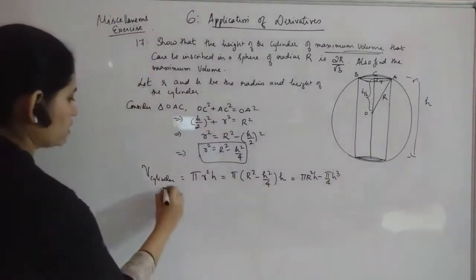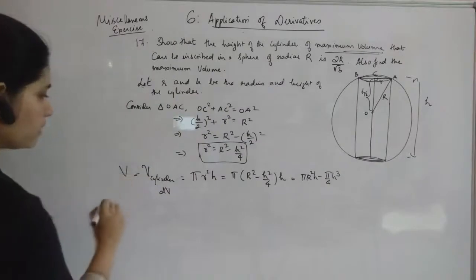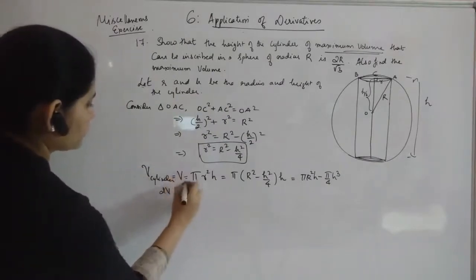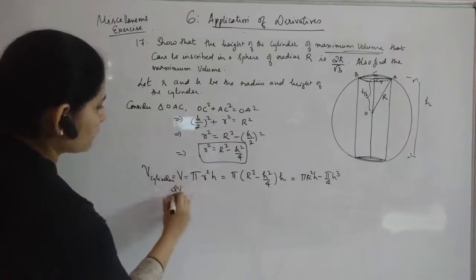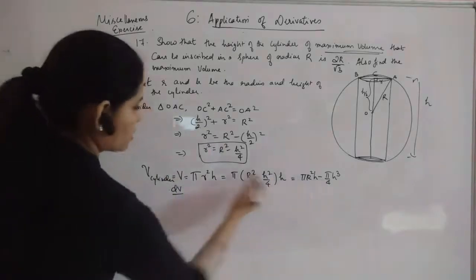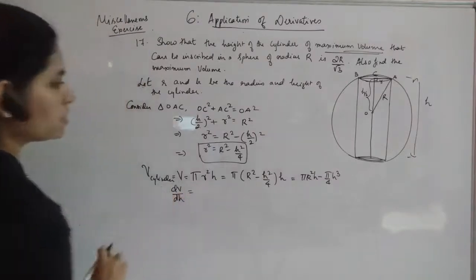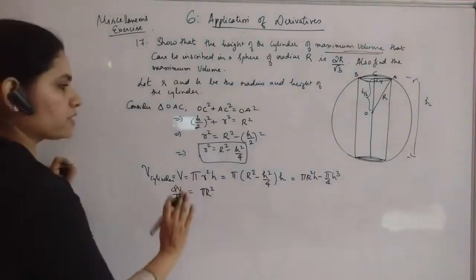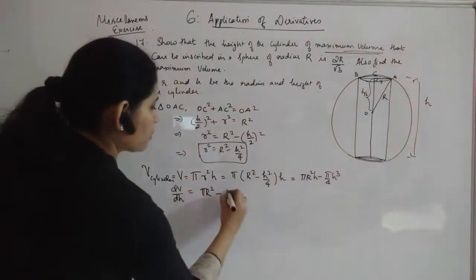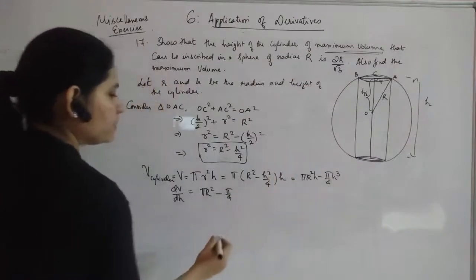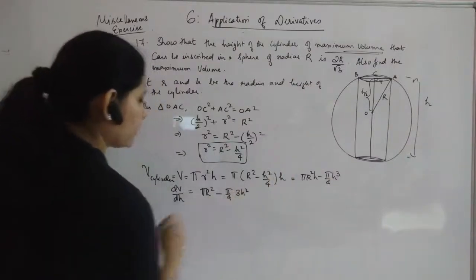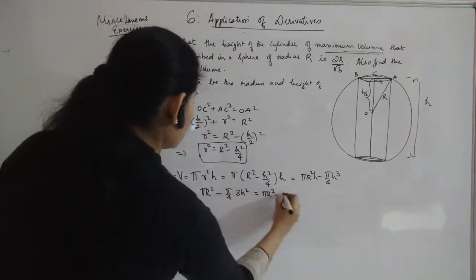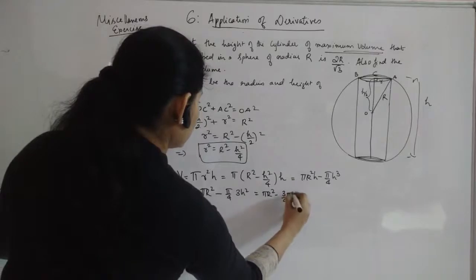Now differentiate this. V of the cylinder is taken as V, so that we can write dV by dh, since h is the variable here. dV by dh is equal to pi r square, constant with respect to h, so you will get the first term as pi r square, minus pi by 4 is a constant, times h cube, whose derivative is 3h square. So dV by dh is pi r square minus 3 by 4 pi h square.